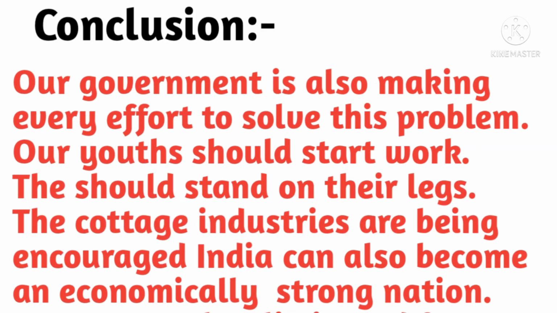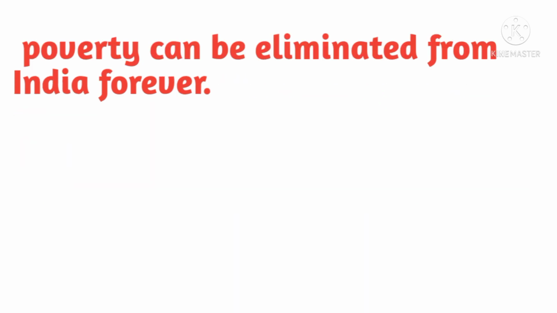Conclusion: our government is also making every effort to solve this problem. Our youth should start work. They should stand on their own legs. The cottage industries are being encouraged. India can also become an economically strong nation. Poverty can be eliminated from India forever.